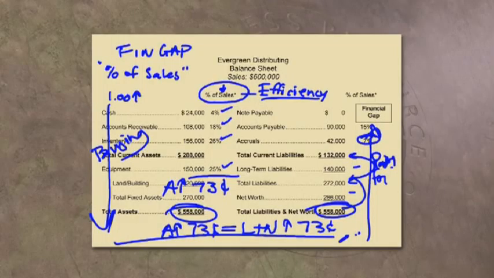7% of sales. Thank you, percent of sales. Always think percent of sales. 7% of 600 is 42. 15% is 90. 132 is made up of 42 and 90. And our plug today that's going to fill the gap is how much? 0. Today, we don't need any money from the bank.